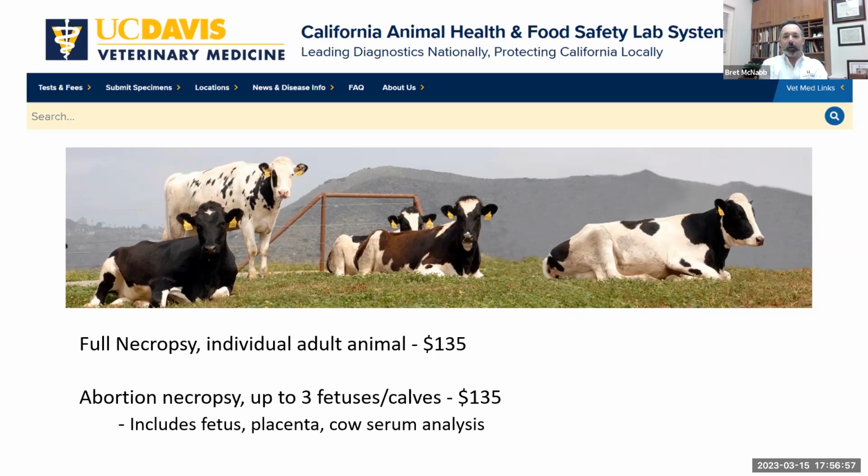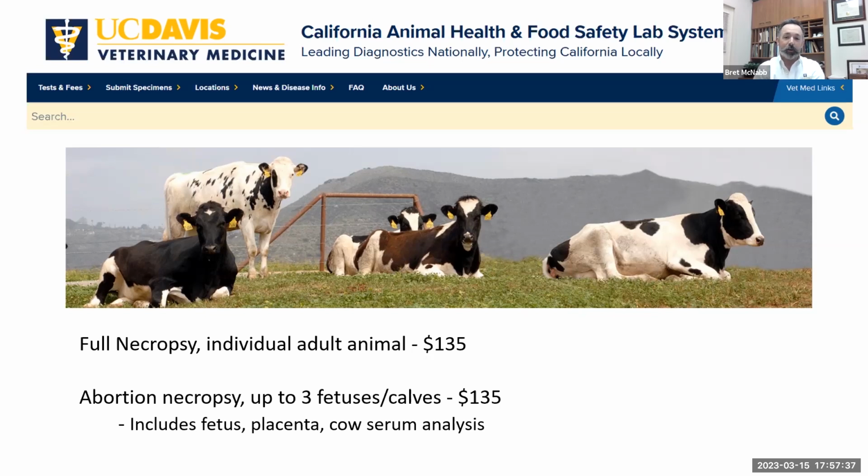So for a cost basis, if we're doing a full necropsy on a dead adult animal, it's $135 for almost all tests included. And if we're doing an abortion workup, you can submit 3 fetuses or 3 young calves that are less than 3 months old under the same accession for the same price. And that's going to include 3 fetuses, 3 placentas, 3 blood samples from their 3 cows that lost the calves. This is an amazing deal. It's subsidized by the state through CDFA and the School of Vet Med. And so you get a lot of information for $135 here.